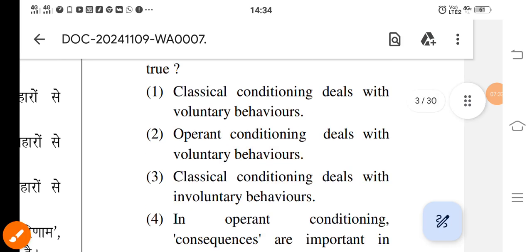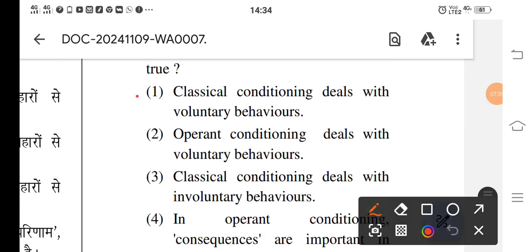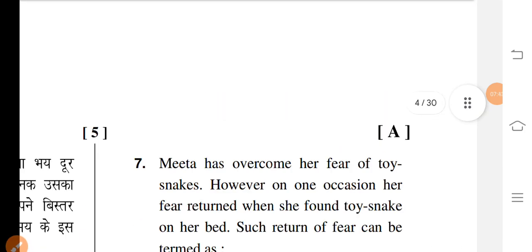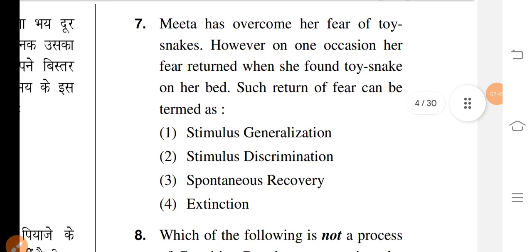Okay, so the first one will be the correct answer. Okay, because the question is given as which of the following statement is not true. Okay, okay, next is 7th question.